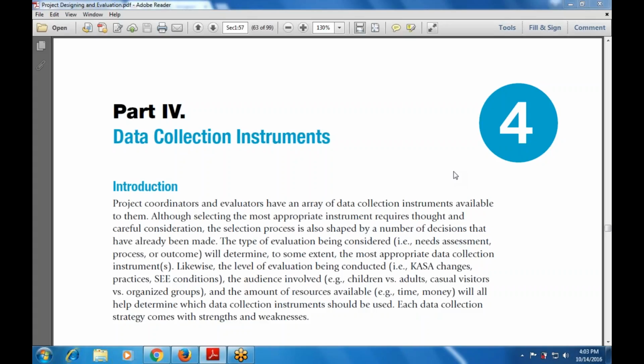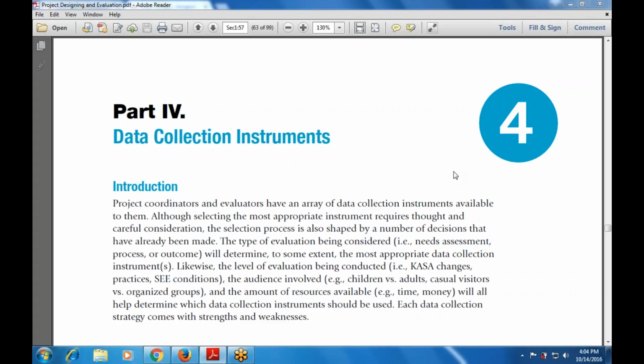What are the main strategies of data collection instruments, and why are we using them? They may include the level of the evaluation being conducted, the various audiences involved, and the amount of resources involved. So what are the various ways by which we can collect the data? That is the data collection instrument. Likewise, the level of evaluation being conducted, whether the SEE level, ISO level, or CASA level, the various audiences involved, and the amount of resources available will also help determine which data collection instrument should be used.